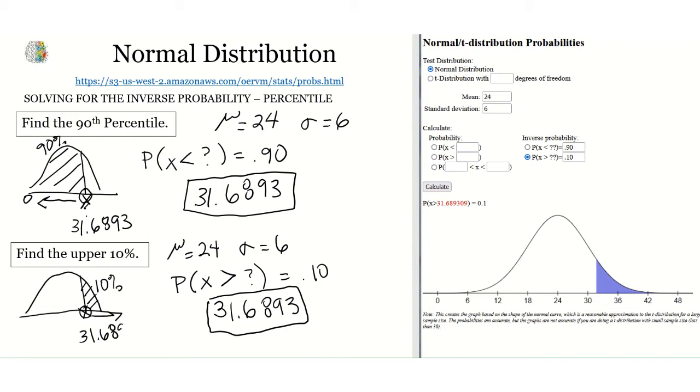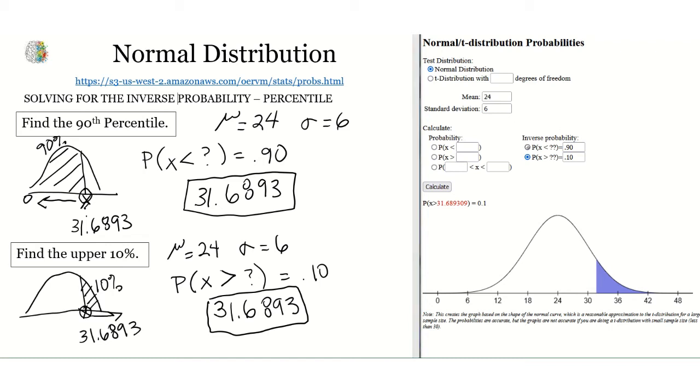And that's one of the things that you want to pay attention to, is how is your question worded. If it just asks for a percentile, it's going to start at the 0 and go to the right. It's going to be how we solved for the 90th percentile, and that's going to be your top probability. That's going to be the most common that you're going to use. If they specifically ask for the upper 10%, then they're asking for a right-tailed test, and they want you to start at a value and go to the right.